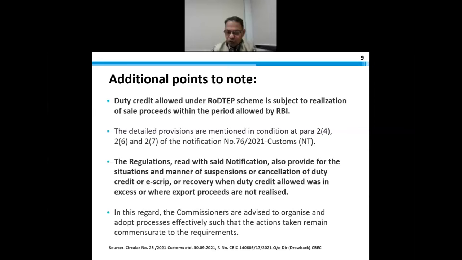And with my mechanism, if I'm not able to establish the proof, there is a fear. There is a fear of recovery of RoDTEP. If that is the case, it will become a very, very serious problem.